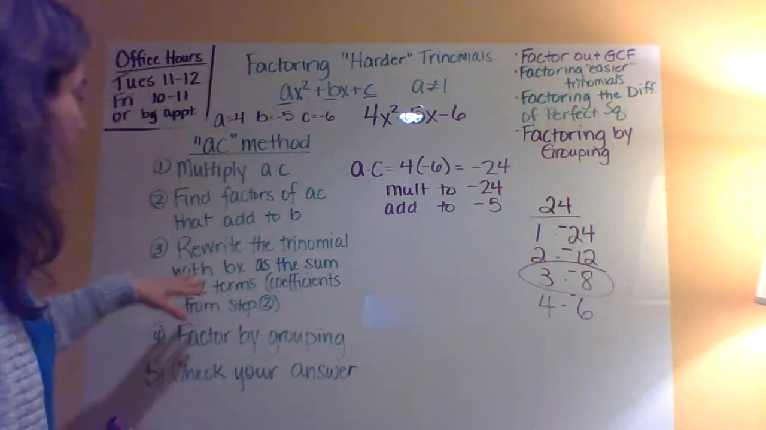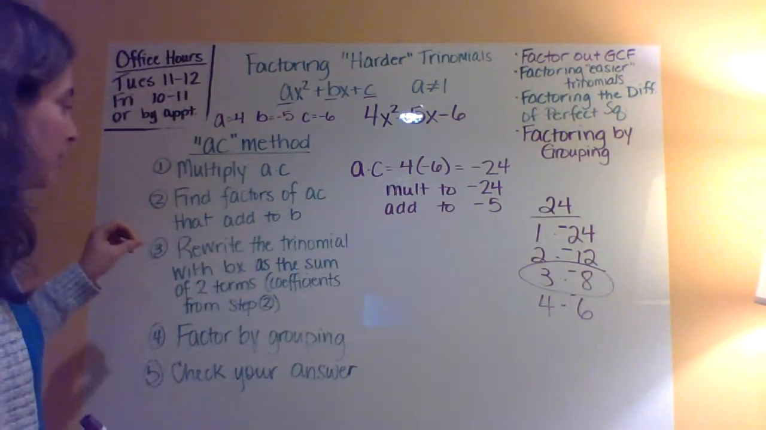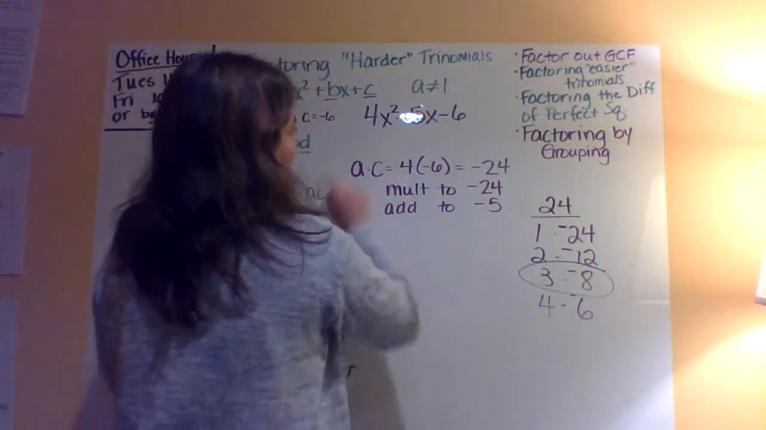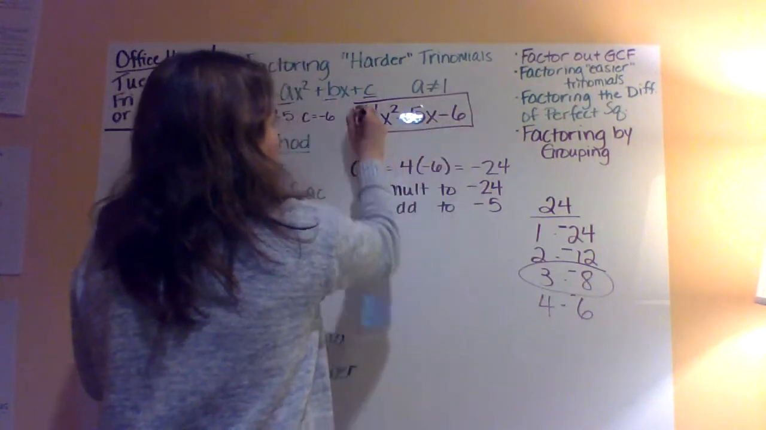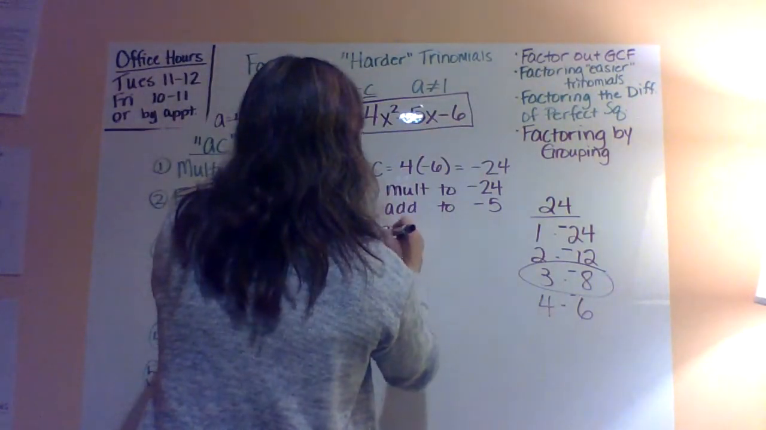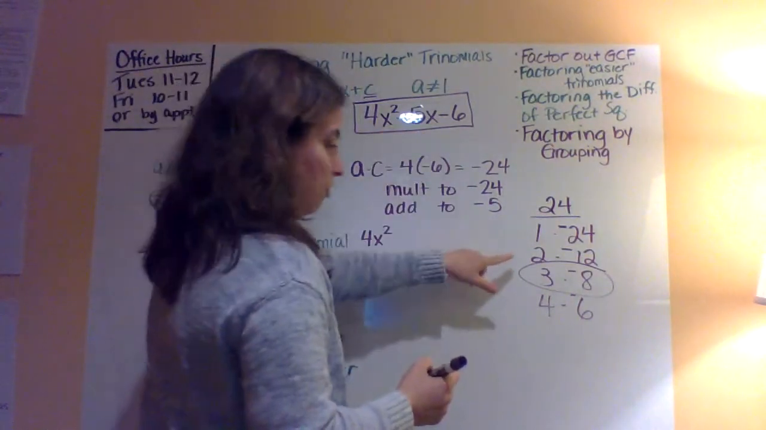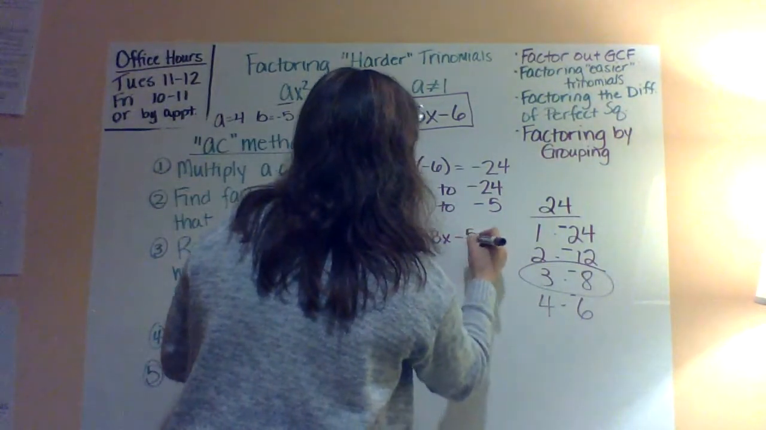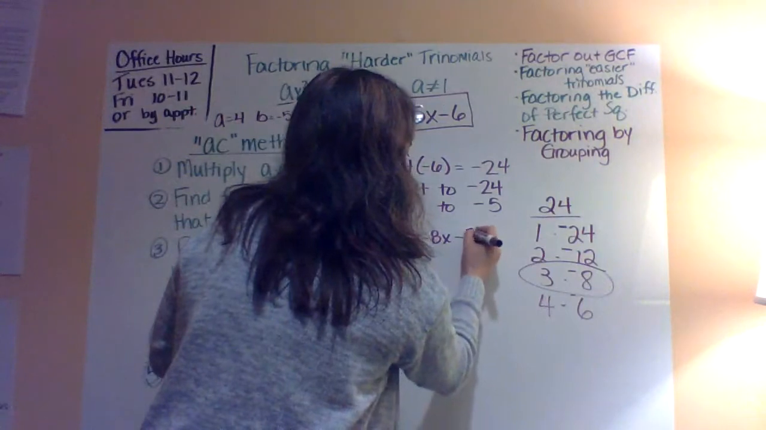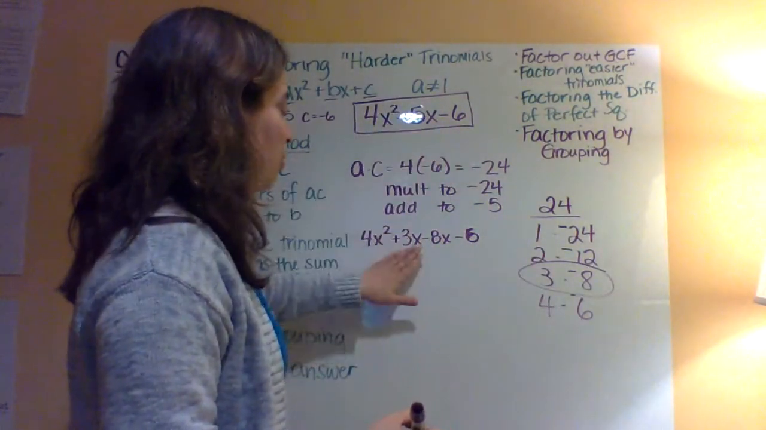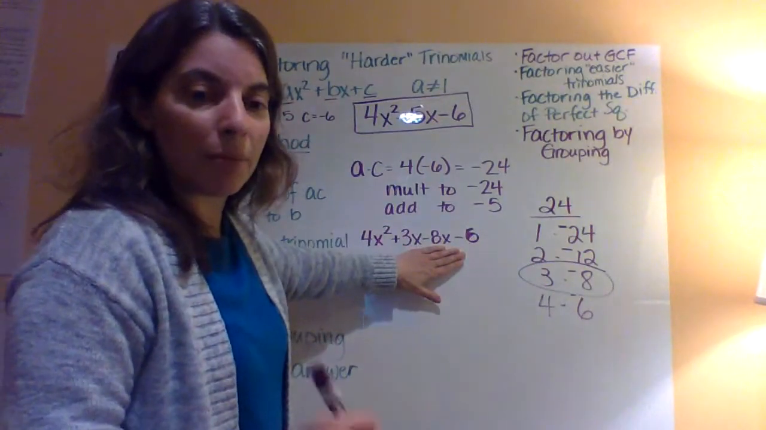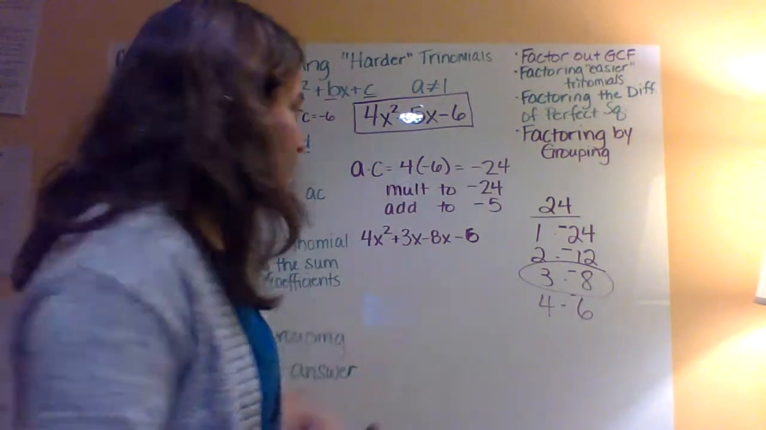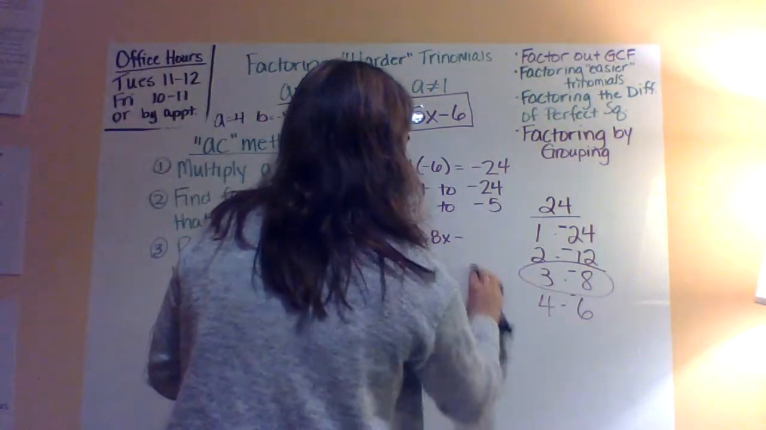Okay, so I rewrite the trinomial with bx as the sum of two terms using the numbers I just found. So that's what this is. Here's what this means. Here's my trinomial. I'm going to rewrite this, except instead of writing negative 5x, I'm going to write plus 3x minus 8x and then minus 6. So this and this are the same. I just rewrote this using those two numbers, which means exactly the same thing because 3 minus 8 is negative 5. Let me just make this a little neater. This is a 6 here.